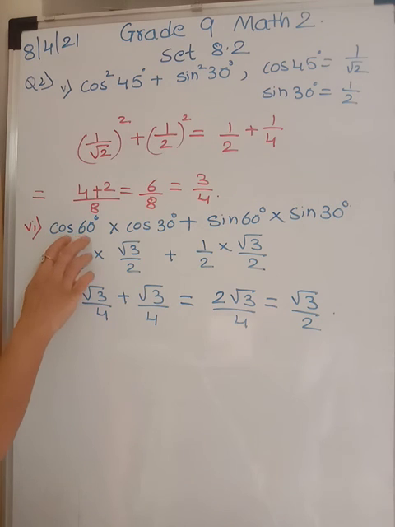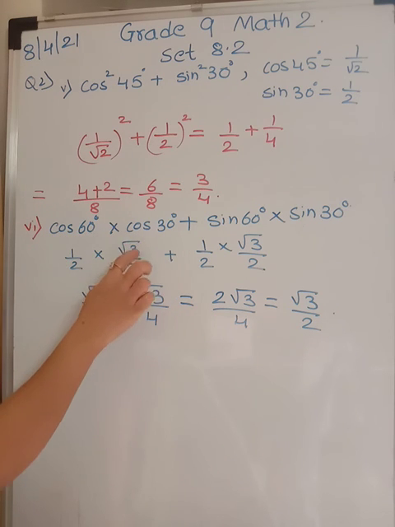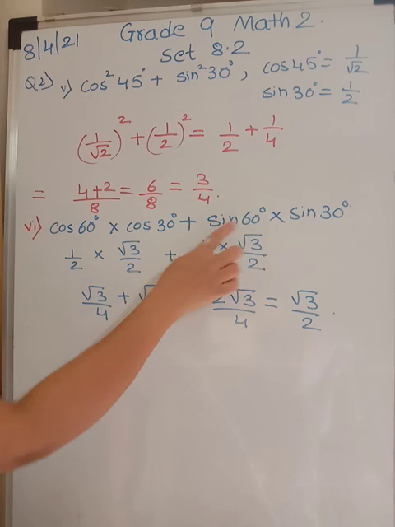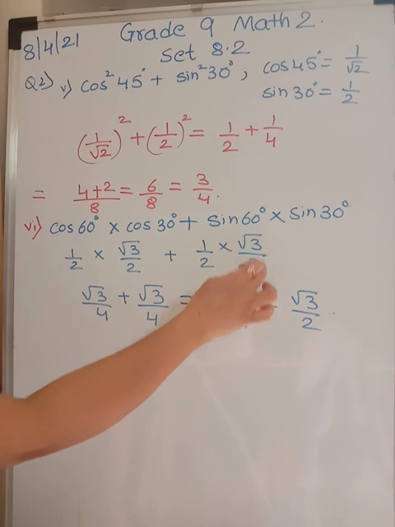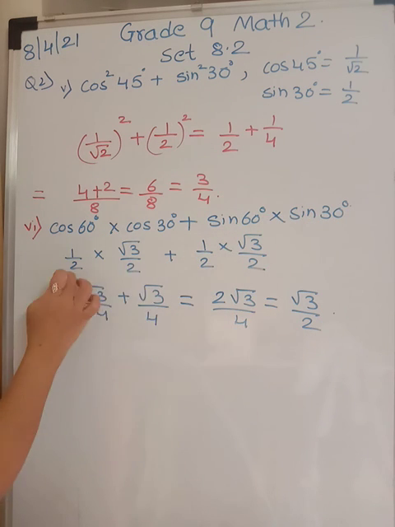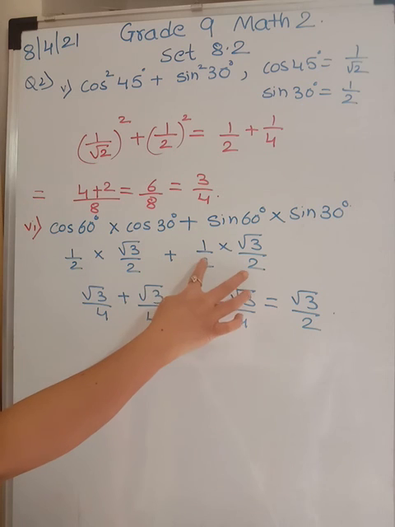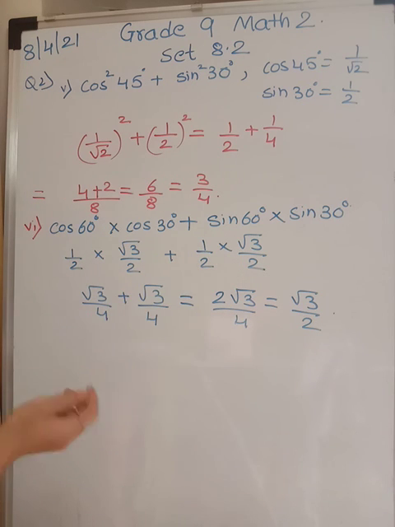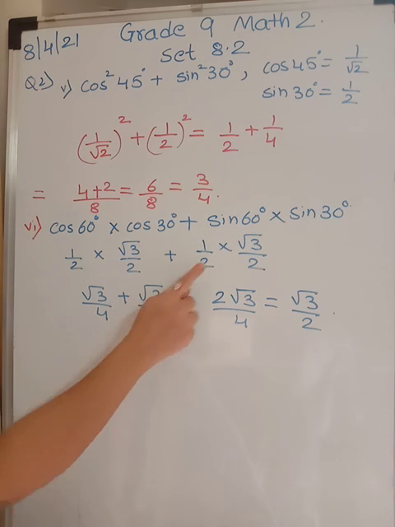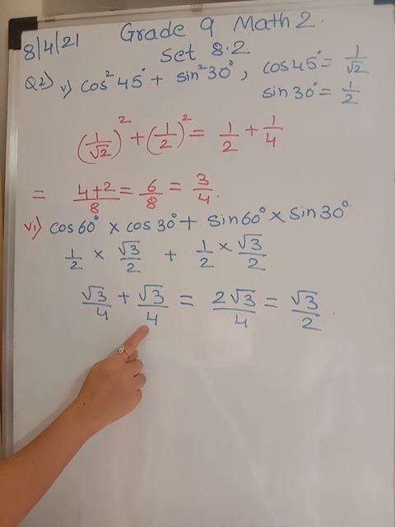Now look at this. Cos 60 is 1 by 2 and cos 30 is root 3 by 2. Sin 60 is 1 by 2, sin 30 is root 3 by 2. So the same numbers are repeated, you can say, here also and here also twice. So 1 into root 3 is root 3, 2 into 2 is 4, plus 1 into root 3 is root 3, upon 2 into 2 is 4. Okay. So root 3 by 4 plus root 3 by 4.